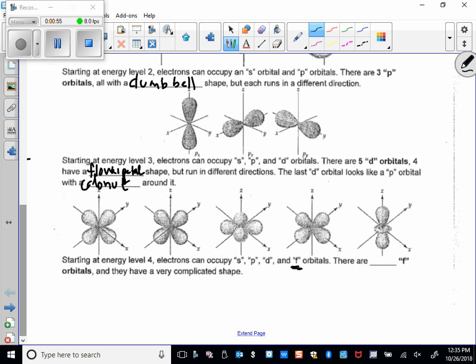So how many F orbitals do you think there will be? Yeah, 6. Oh wait. 7. It will be 7 F orbitals. Goes up by 2. And they have a very complicated shape. You're not going to attempt to draw them.